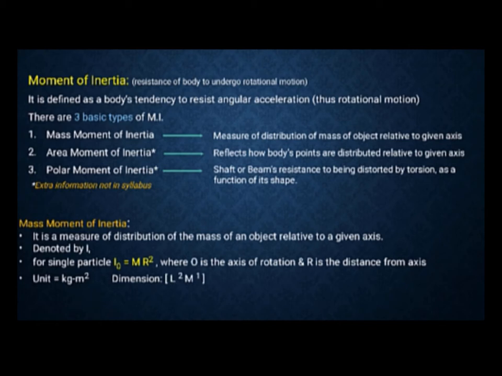Now, moment of inertia is defined as a body's tendency to resist angular acceleration. The moment of inertia of a body about a particular axis of rotation depends on the following factors. Number 1, the density of the material. Number 2, shape and size of the body. Number 3, axis of rotation.